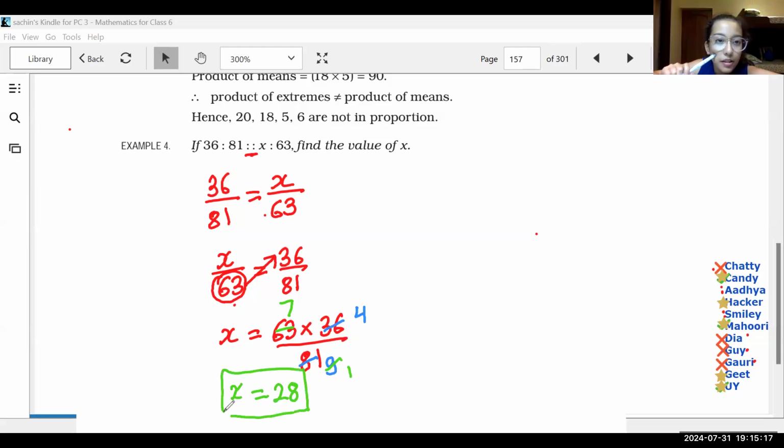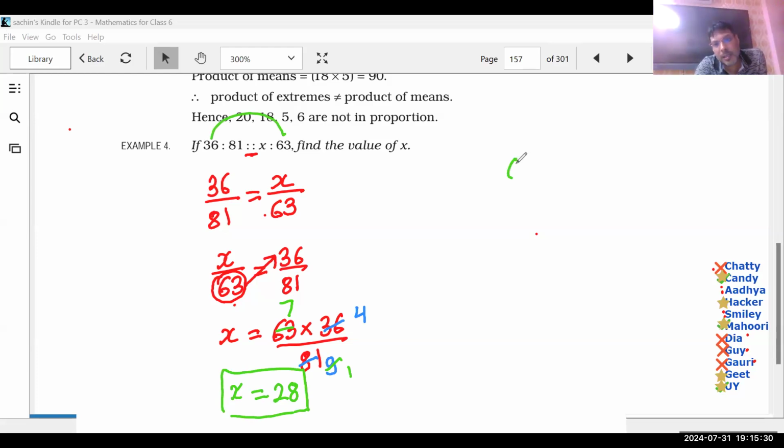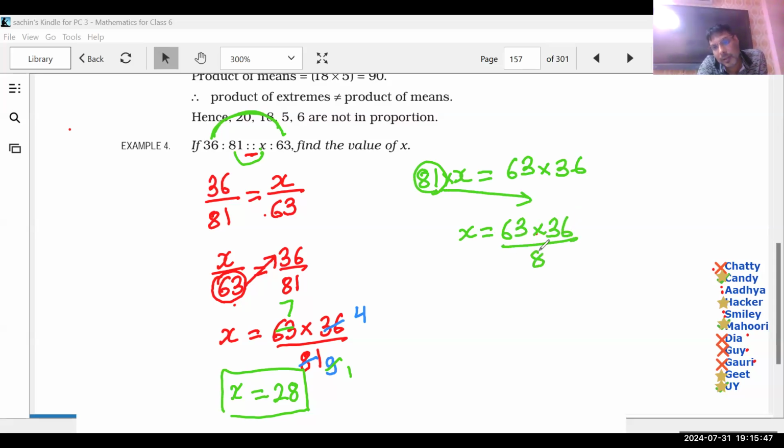I did not remember this method, so I just multiplied 36 and 63, then divided it by 81. Yes, as you said, you can do this also. Product of means, 63 into 36, is equal to product of extremes, which is 81 into x. 81 is in multiplication, it will go to the other side and become division. So 63 into 36 upon 81. So for this question, you can use the product of means and product of extremes method also.